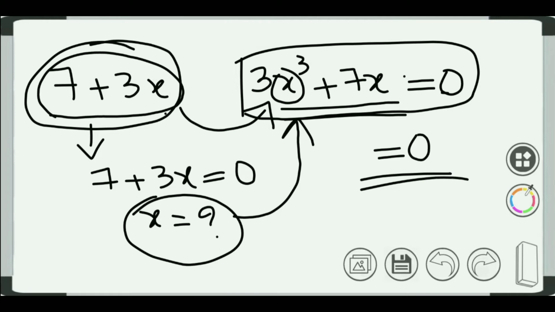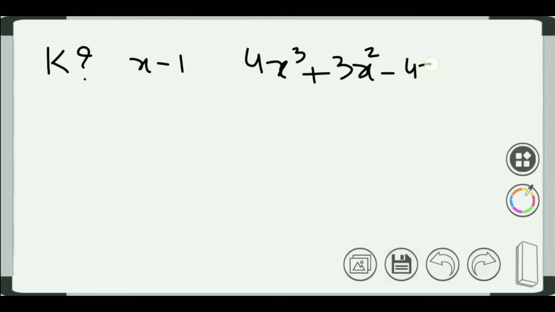Take another example. Find the value of k if x minus 1 is a factor of 4x cube plus 3x square minus 4x plus k.